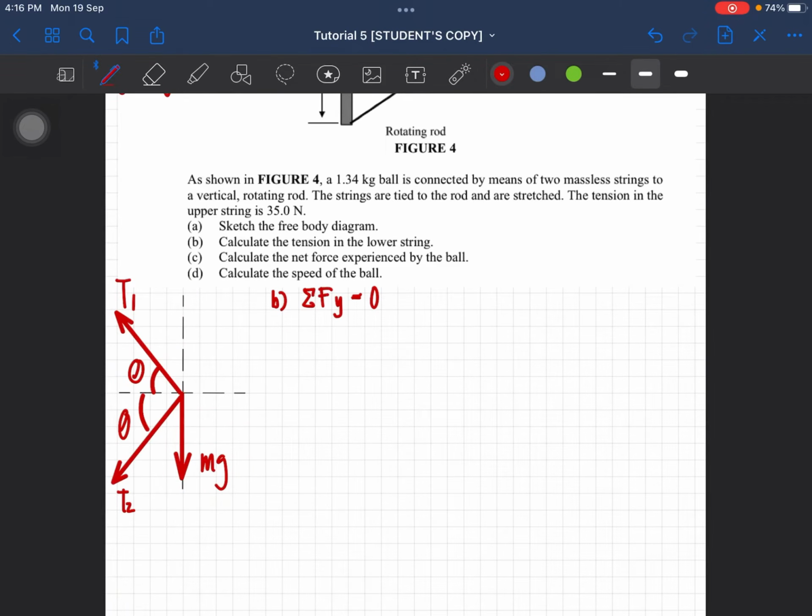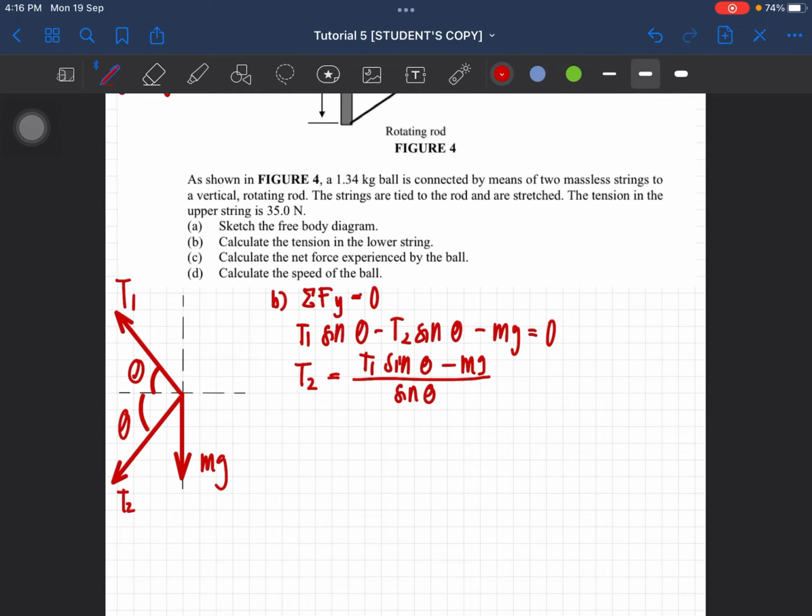Okay, so we just use the y component. So that is T1 sin theta minus T2 sin theta minus mg equal to 0. So rearrange for the lower tension, you will get T1 sin theta minus mg over sin theta. So we get the tension in the lower string to be equal to 8.71 Newton.